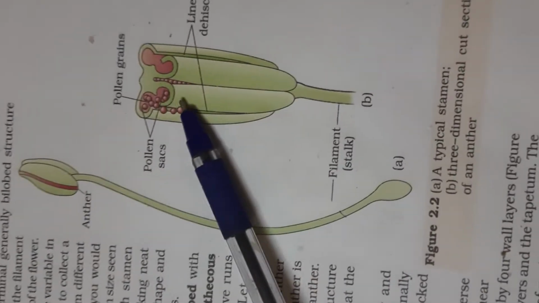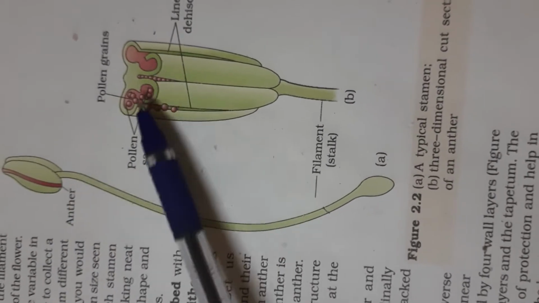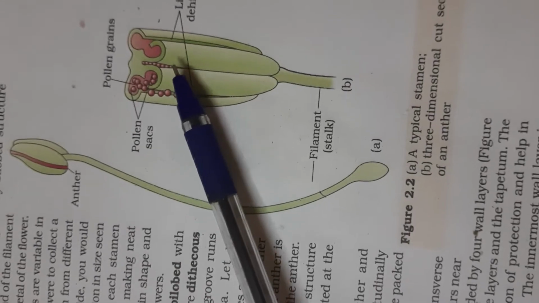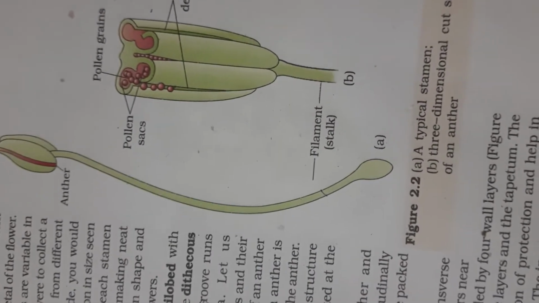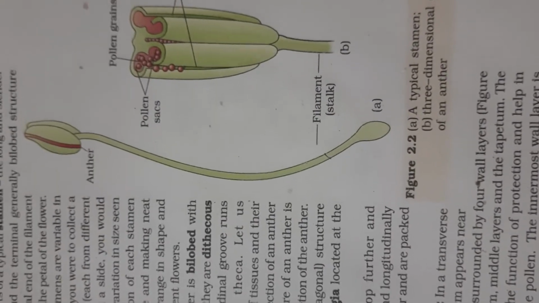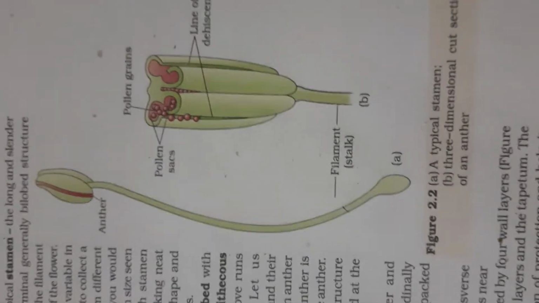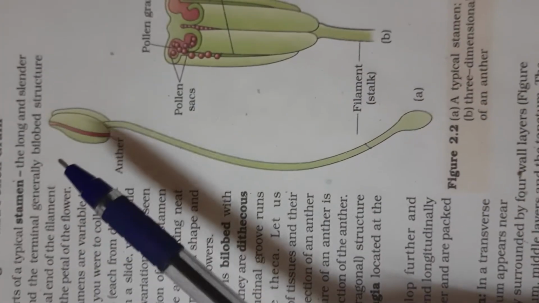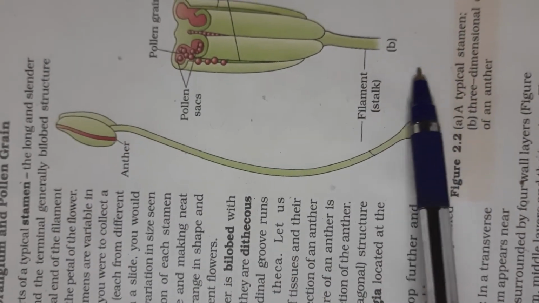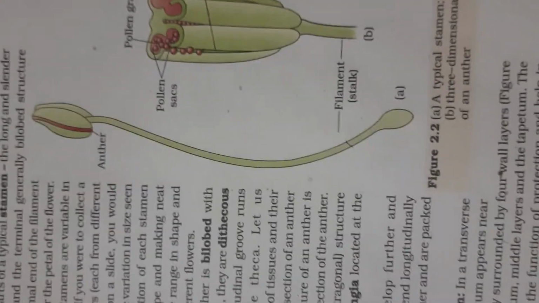Here this is transverse section of the stamen. This is transverse section of the anther. When you take the transverse section of this anther, you will get this type of picture. Stamen consists of three parts, that is anther, connective and the filament.